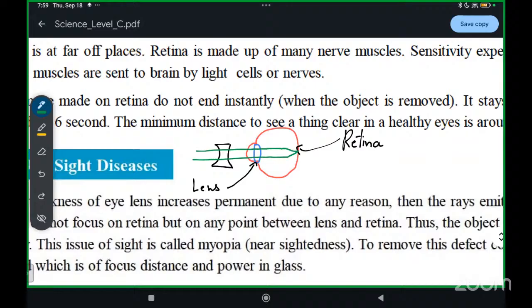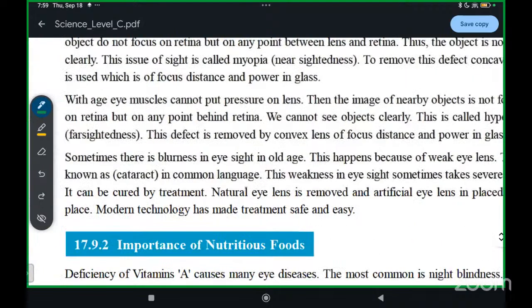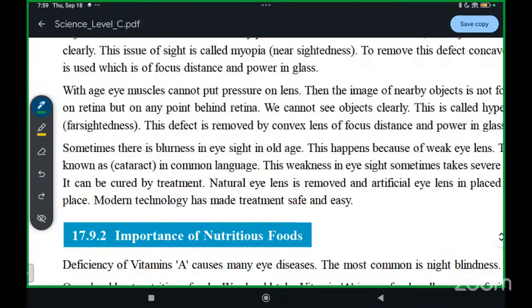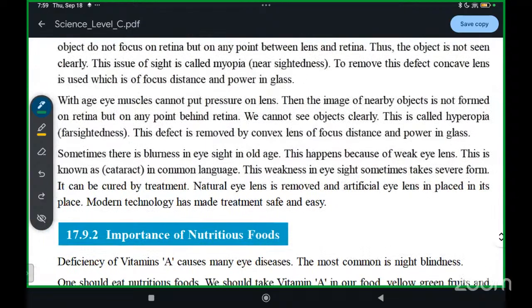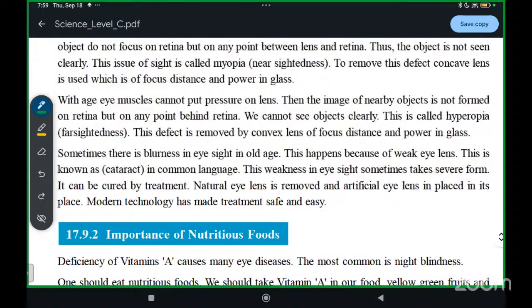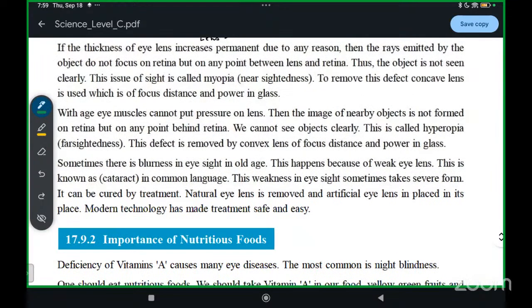Then we have the next disease. With age, the eye muscles cannot put pressure on the lens. Then the image of nearby objects is not formed on the retina, but at a point behind the retina. We cannot see objects clearly. This is called hyperopia or farsightedness. It is removed by a convex lens.